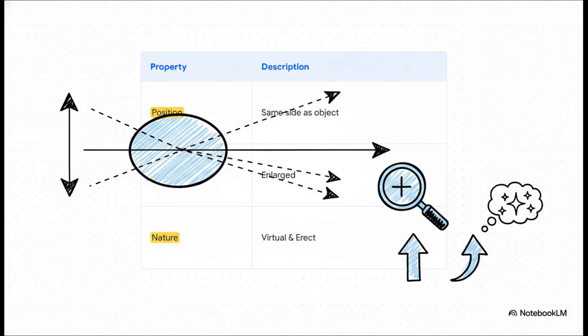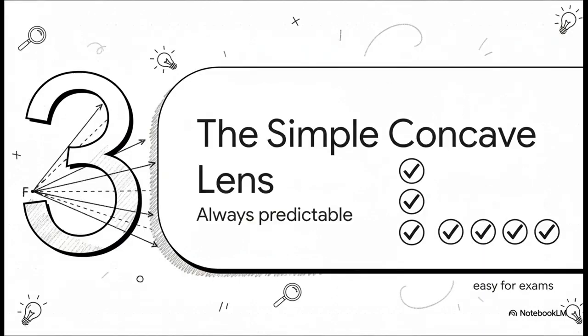It's the only case where a convex lens gives you a virtual and erect image. Awesome, you've totally handled the convex lens, and honestly, that's the hard part. The good news? The concave lens is way, way easier. It's incredibly predictable, which is fantastic news when you're sitting in an exam.